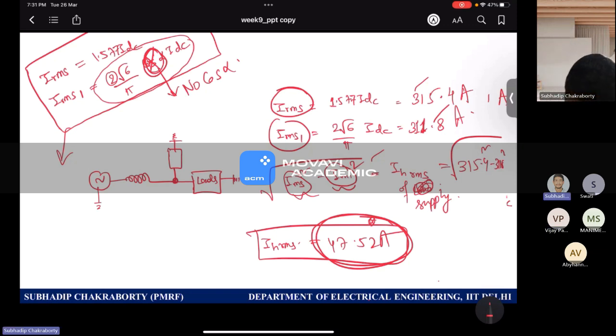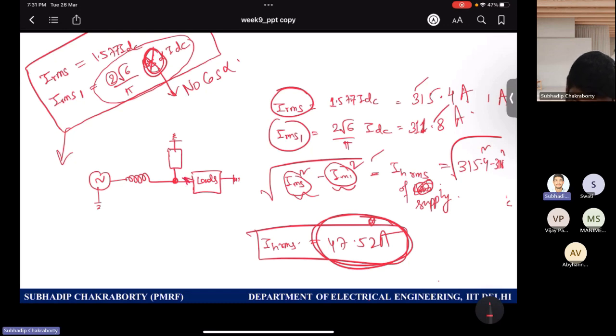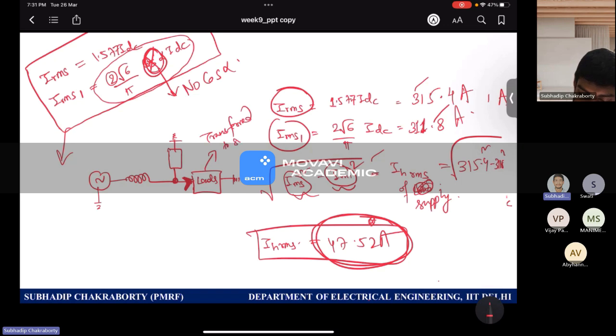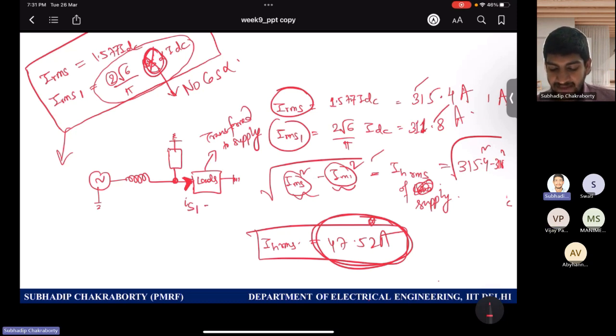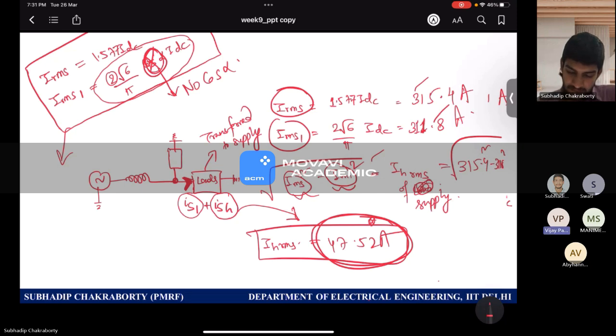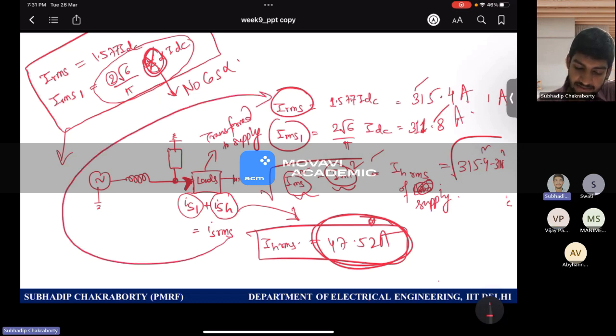So now I know that the load will draw harmonic currents, right? This is transferred to the supply side, okay? Because whatever I am calculating, I am reflecting it to the supply side, as you may understand. So I can write I source fundamental plus I source harmonics. I source harmonics I calculated, I source fundamental also, and together I have I S RMS, which I have already shown here. Obviously this is the phasor summation.